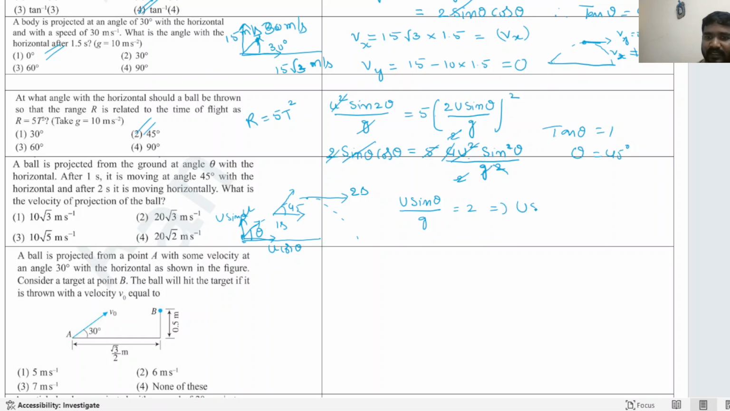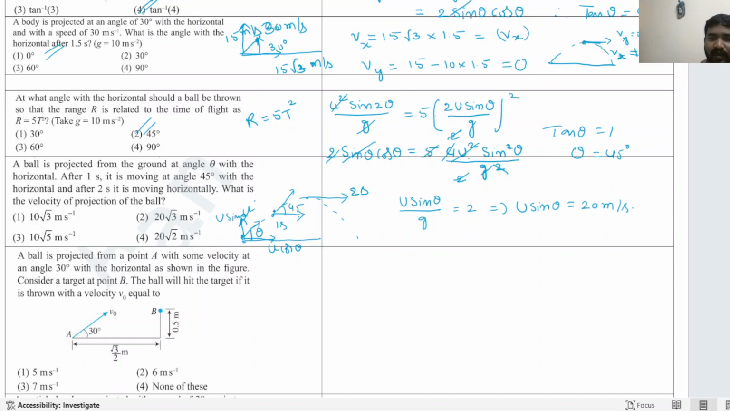Therefore, the u sin theta component you can take to be 20 meters per second. Now after 1 second, the horizontal component of velocity equals the vertical component of velocity. Now u sin theta equals 20 meters per second.